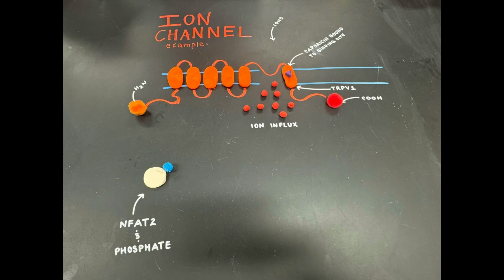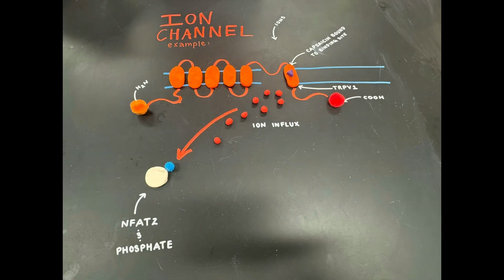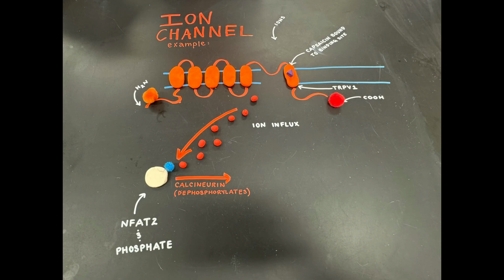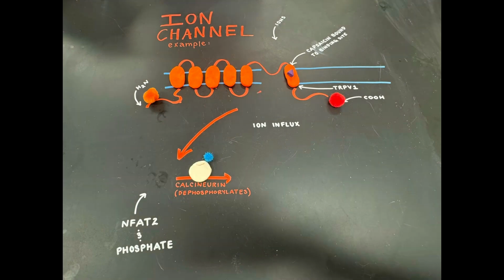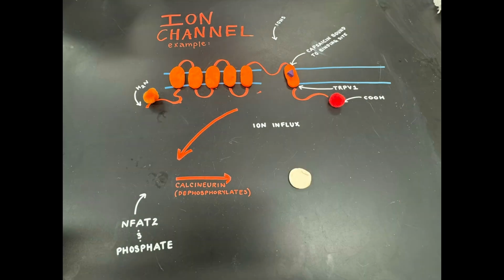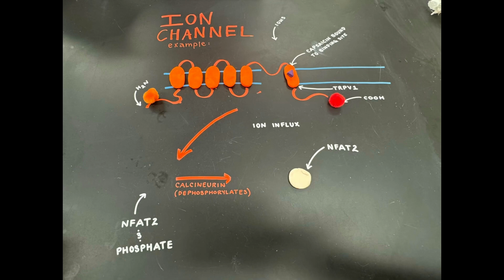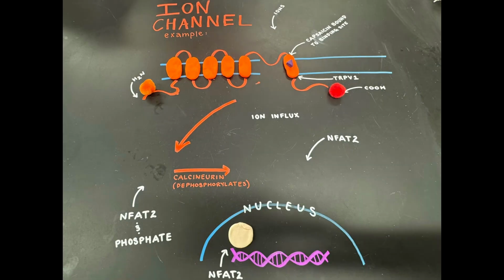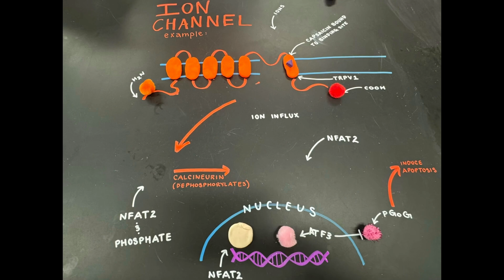This influx of calcium ions leads to the activation of the enzyme calcineurin. Calcineurin dephosphorylates the transcription factor NFAT2 found in the cytoplasm. The dephosphorylated NFAT2 then moves into the nucleus, where it blocks the transcription of another protein, ATF3. ATF3, when active, prevents the cell cycle regulatory protein, PGOG, from inducing apoptosis and blocking cell division.